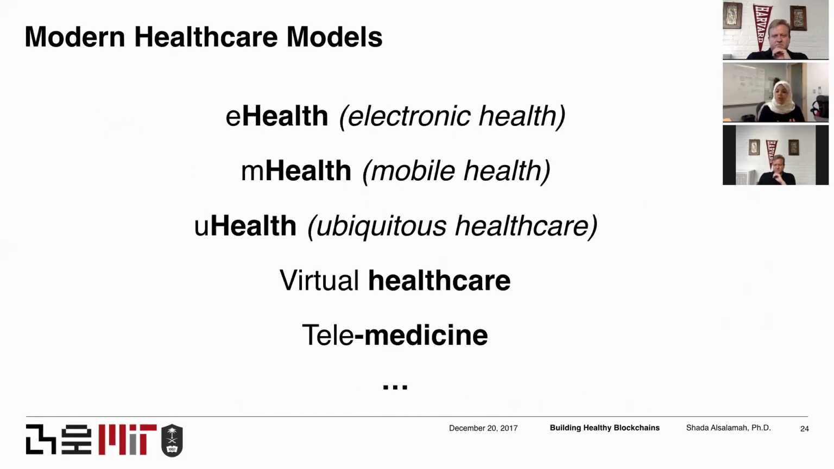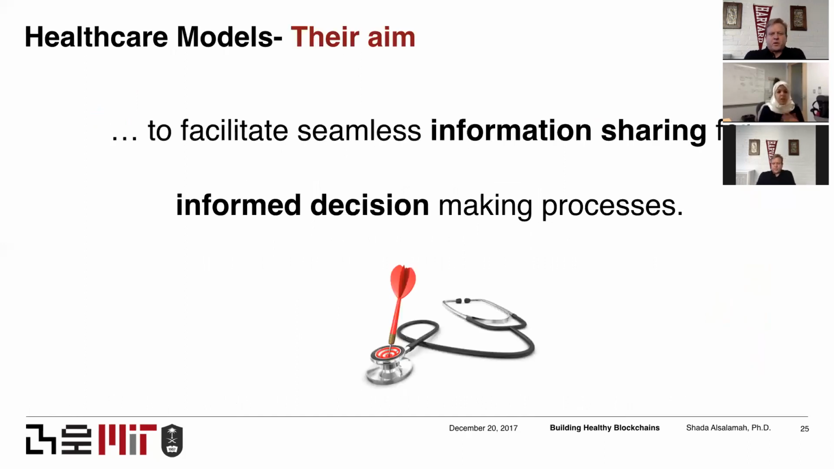So based on that, today there are a lot of emerging healthcare delivery models, and there are some traditional ones like telemedicine, virtual healthcare. You can see e-health, m-health, u-health. So those are different models to deliver healthcare based on the context and the technology and the infrastructure and the situation of the patient. Regardless of the model that you can see emerging today in the literature, it doesn't matter. They all care about one thing. They all aim to facilitate seamless information sharing for informed decisions, whether it's electronically in the healthcare system, or it's a mobile app, or through a video conference. So it doesn't matter. They all want to share information in order to make informed decisions.